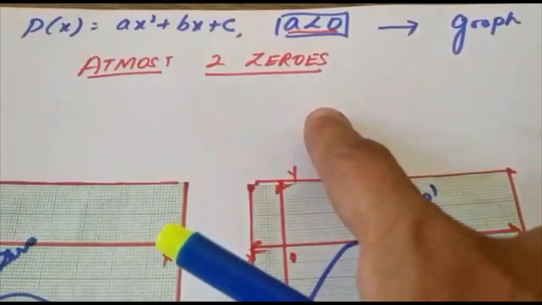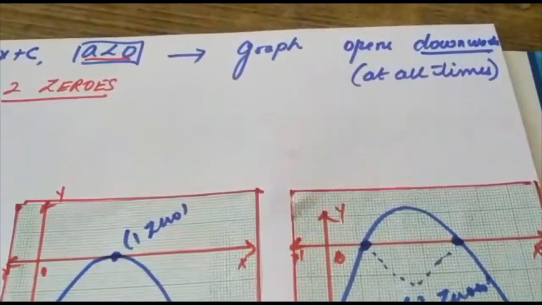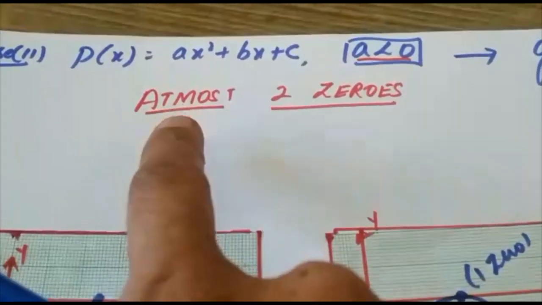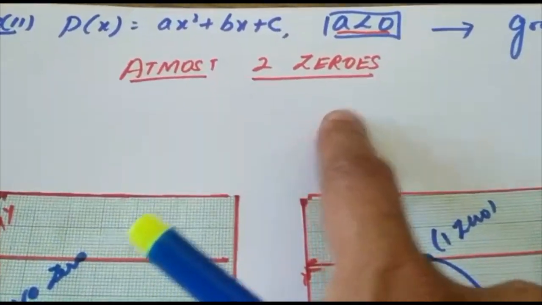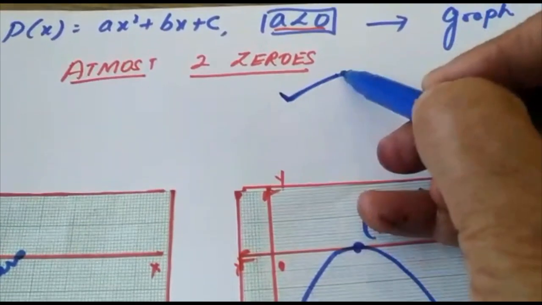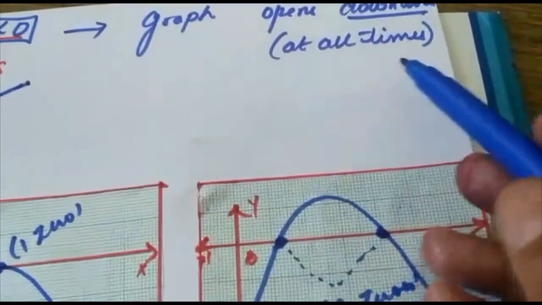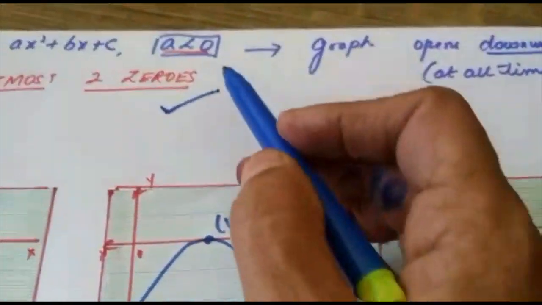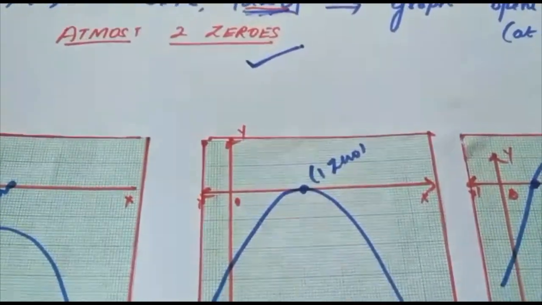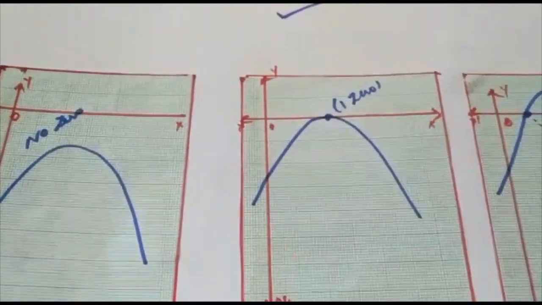So when a is negative, the parabola will be facing downwards. Here also there will be at most 2 zeros. So the quadratic polynomial will always have at most 2 zeros. This is a very important point you should remember. It will have at most 2 zeros and the parabola will always be downward when a is less than 0. When a is greater than 0, it will be facing upward, and when a is less than 0, it will be facing downward.